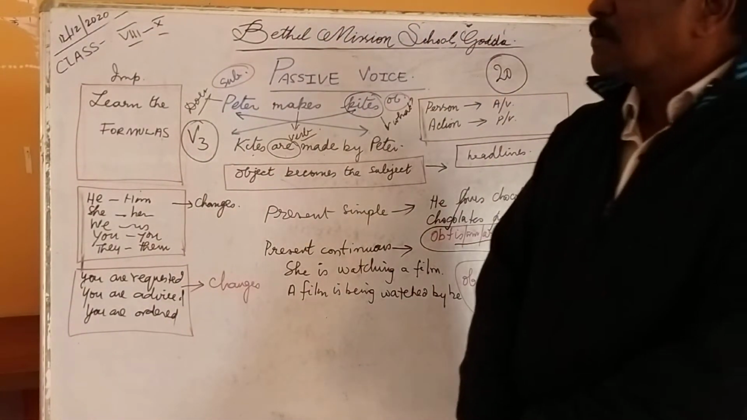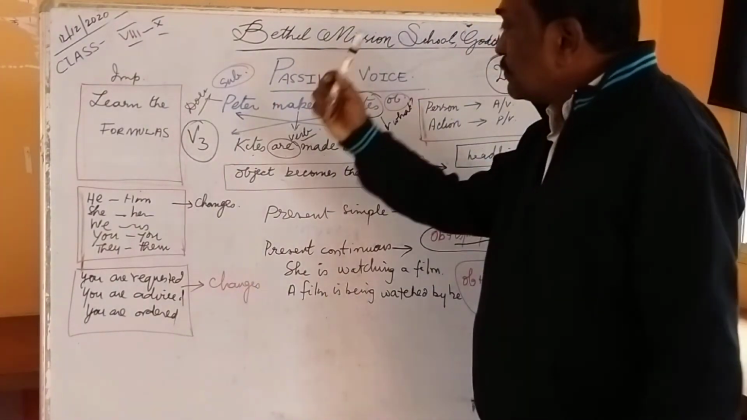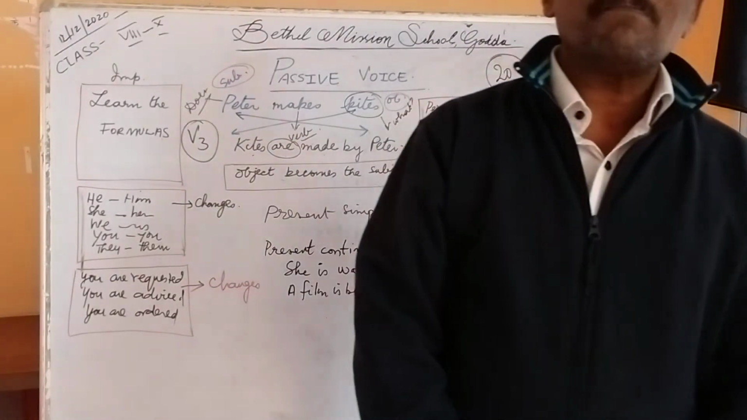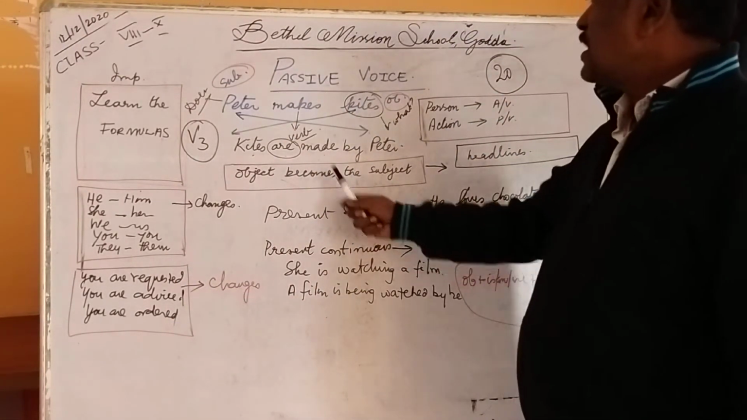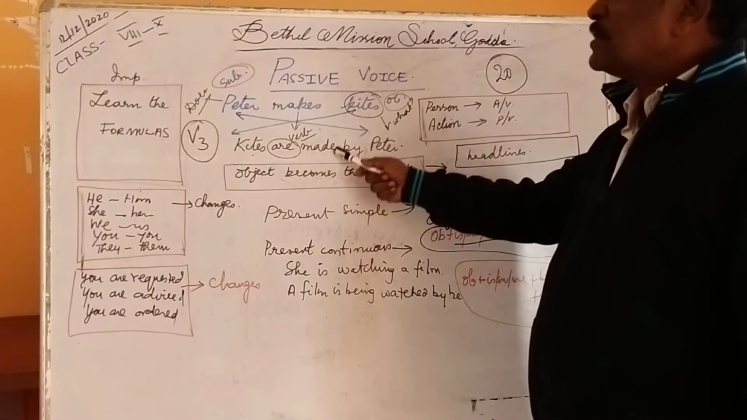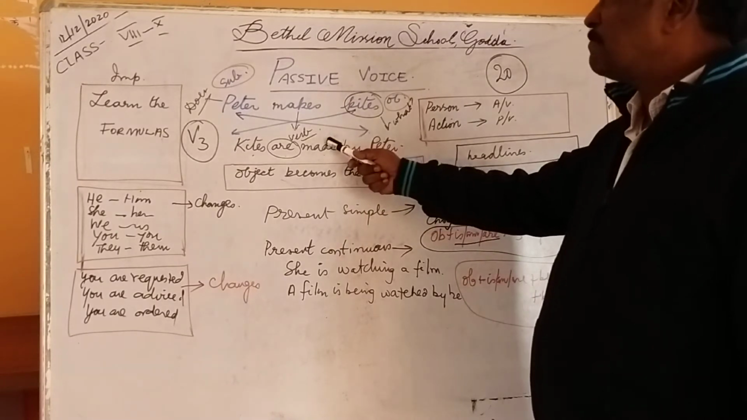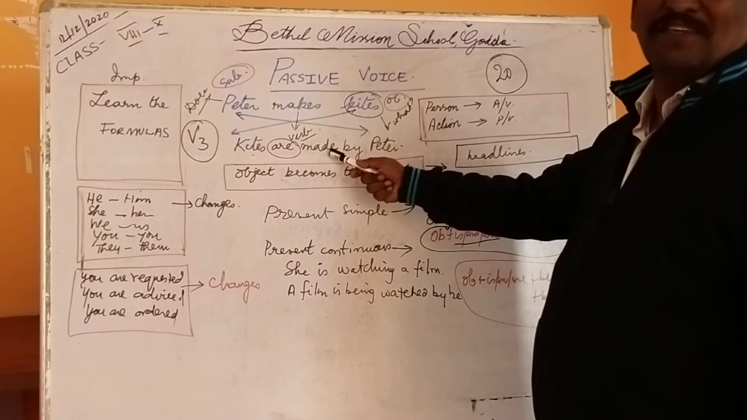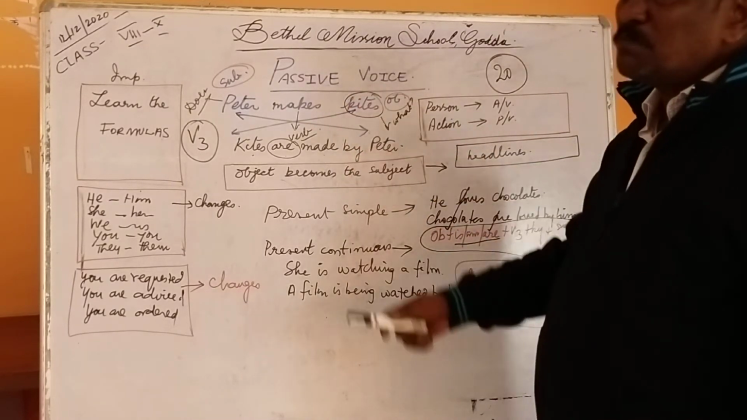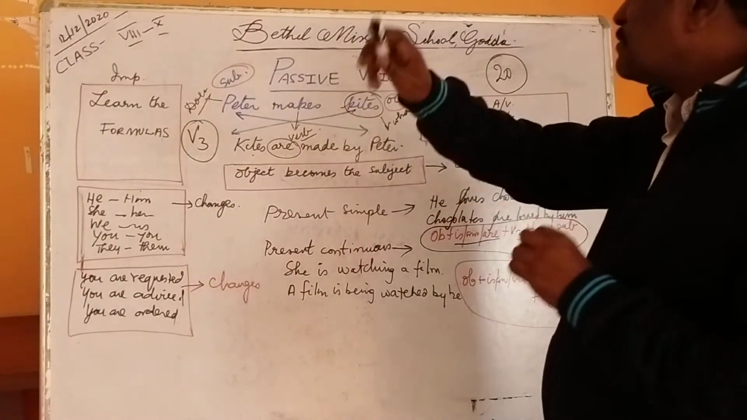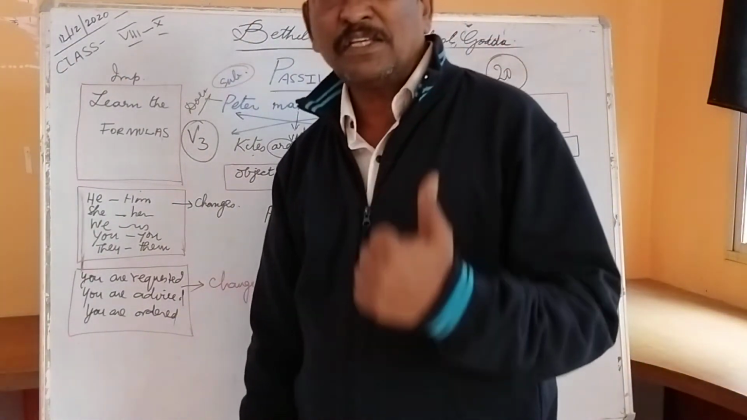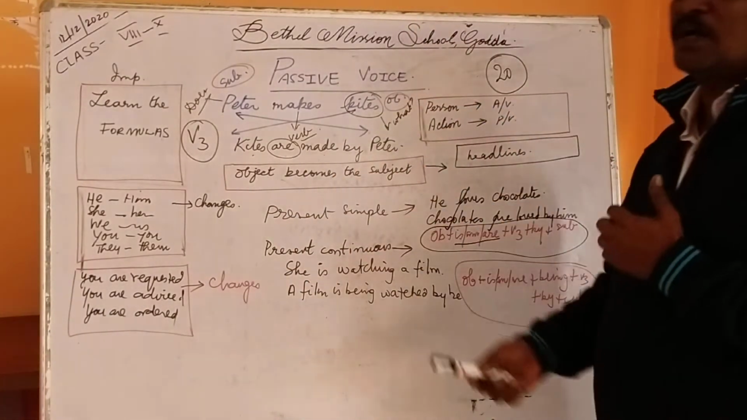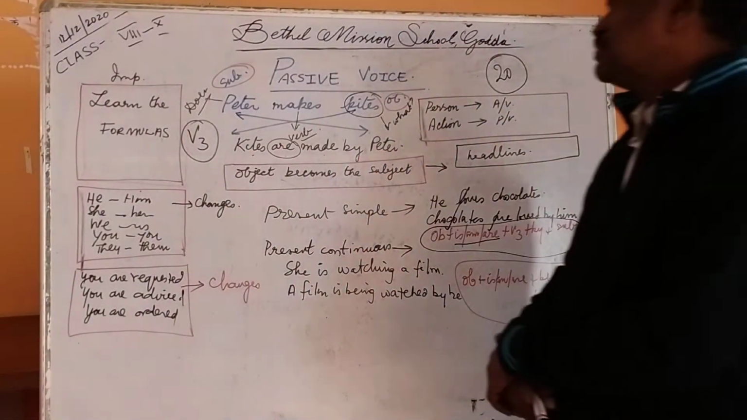What do you call that? You call it the past participle. We use the past participle in the passive voice. For example, kites are made. What is made? It is a past participle. Peter makes kites, but makes is changed into made. So you need to be aware of this particular point: the past participle is used in the passive voice when you convert sentences from active into passive.